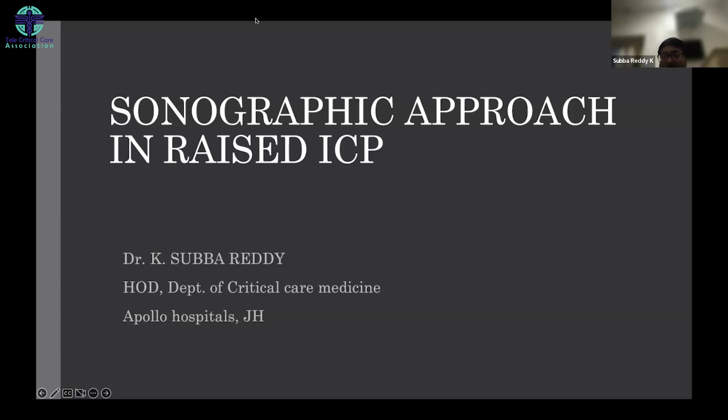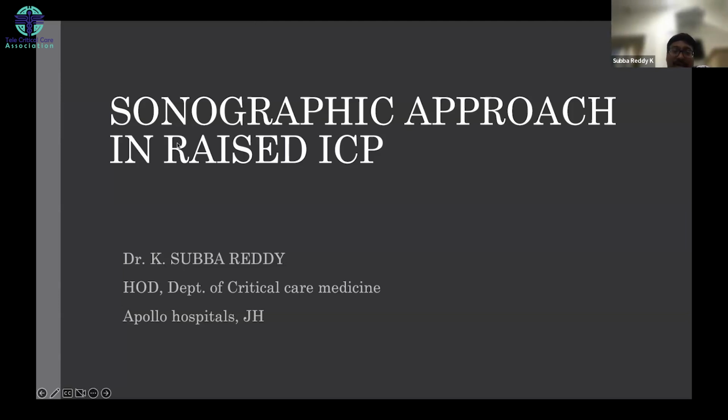We have various methods of monitoring ICP, subdural bolts, and then intraventricular catheters. Because of the increase in gram-negative multidrug resistant infections, keeping these intraventricular catheters is leading to multidrug resistant gram-negative meningitis, which is very difficult to treat, and the mortality increases.